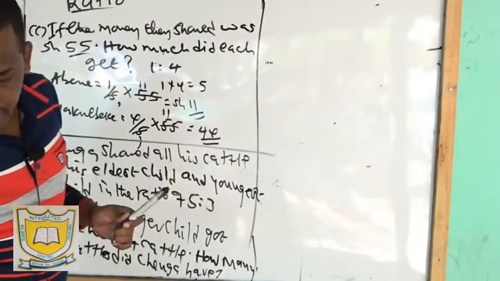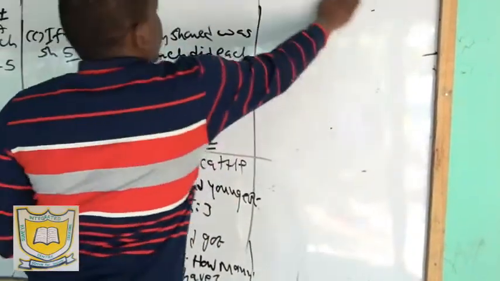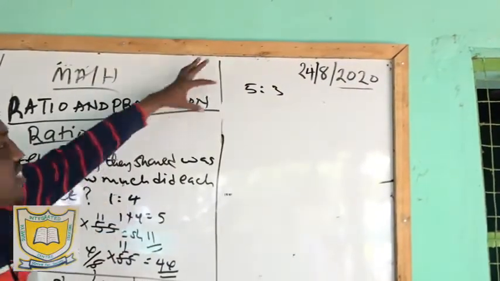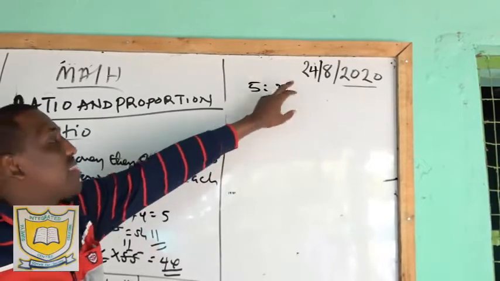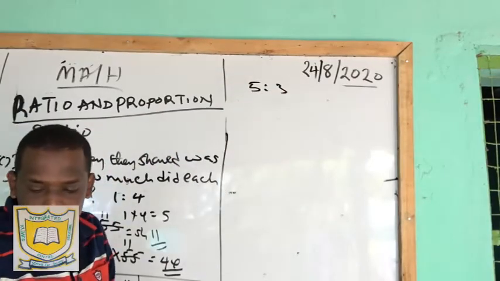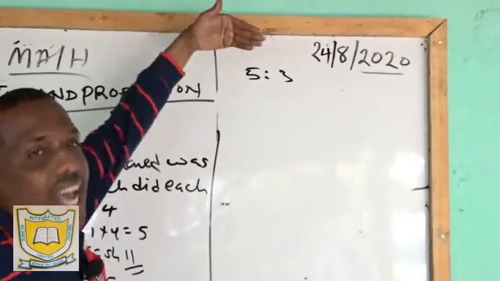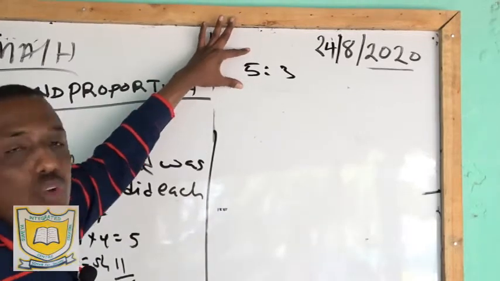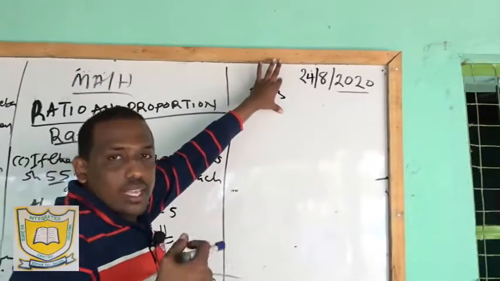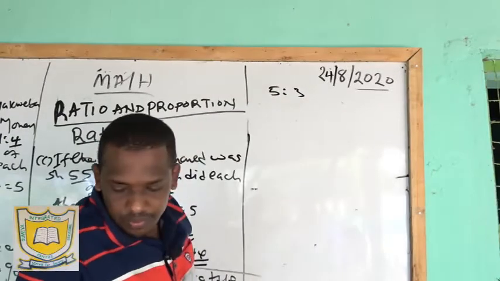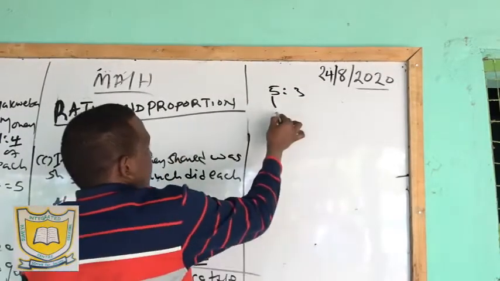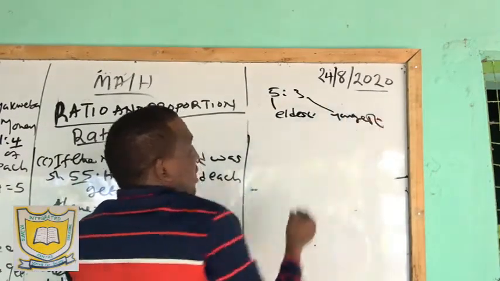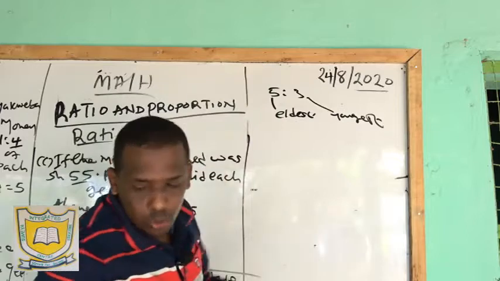You are told he shared to his eldest child 5 to 3. One thing you know, the first ratio belongs to the first child and the second ratio belongs to the second child. They mentioned the eldest child and the youngest child. The eldest child is the first one. The ratio of the eldest is 5 and the ratio of the youngest, which is the second one, is 3. This one is the eldest and this one is the youngest, because the first ratio is taken first. So that's what they are saying.